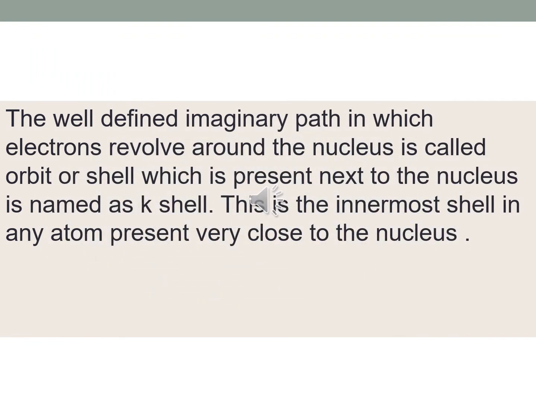Listen, children. The well-defined imaginary path in which electrons revolve around the nucleus is called an orbit or shell. Already we have seen this. The shell present next to the nucleus is named the K shell, and the remaining shells are named L, M, N, and so on. Each shell can have a maximum of 2n squared electrons.